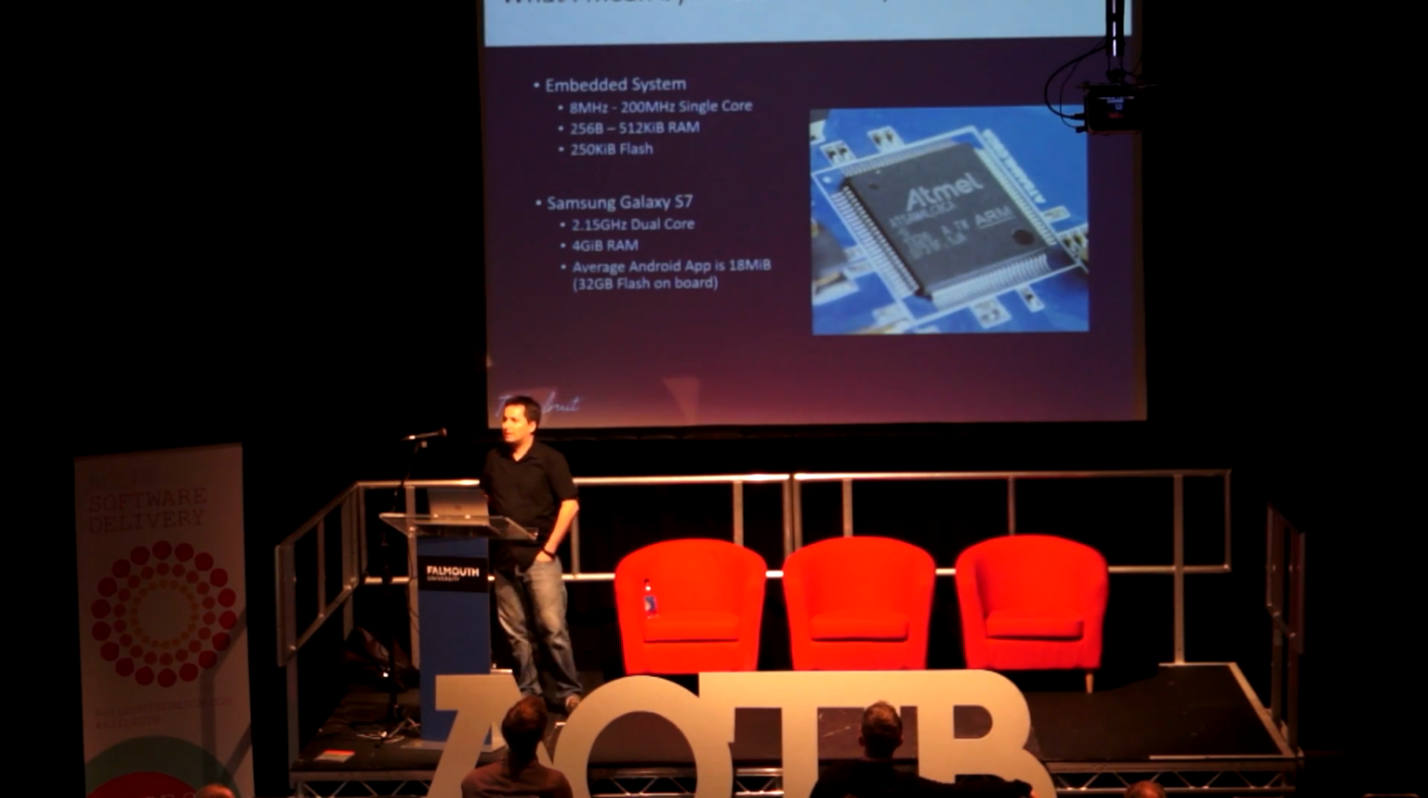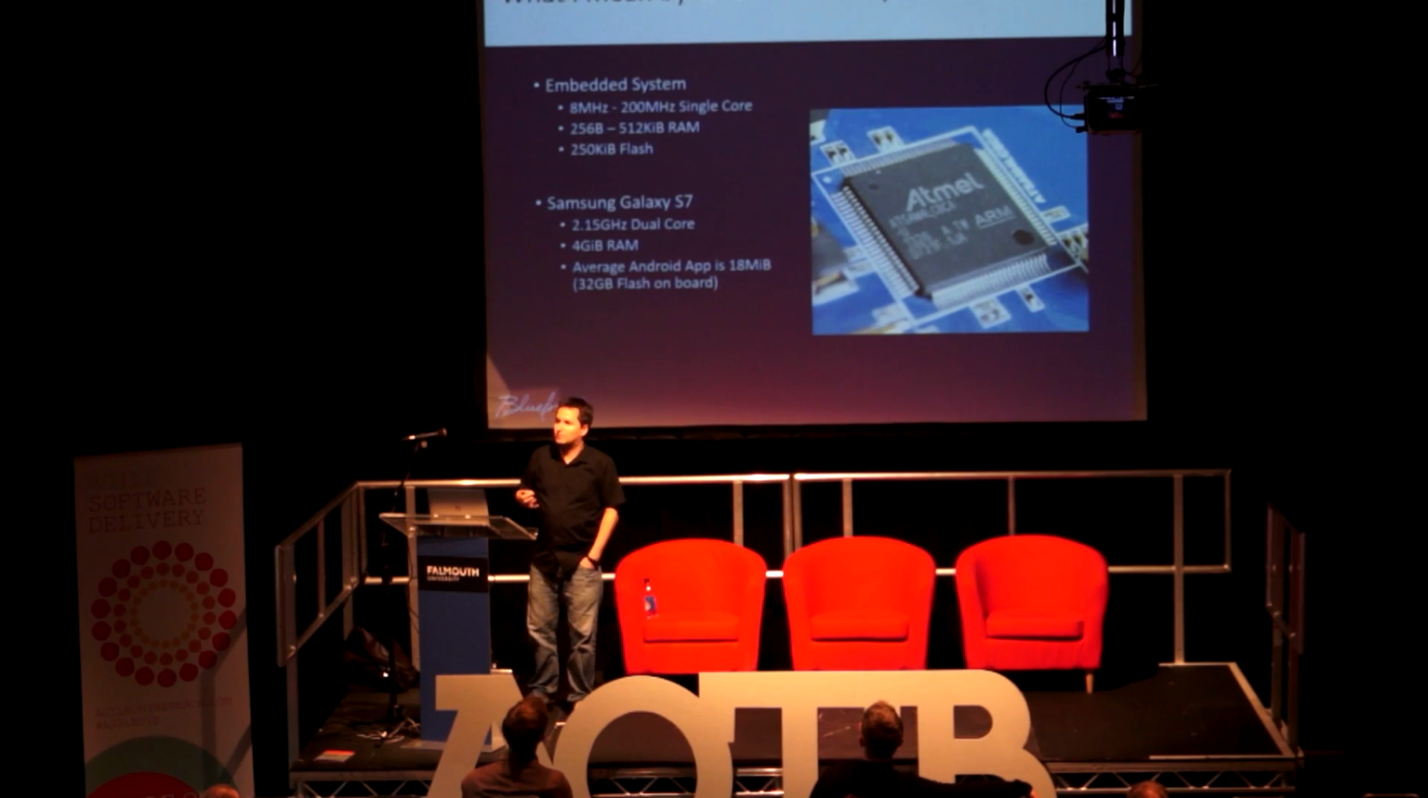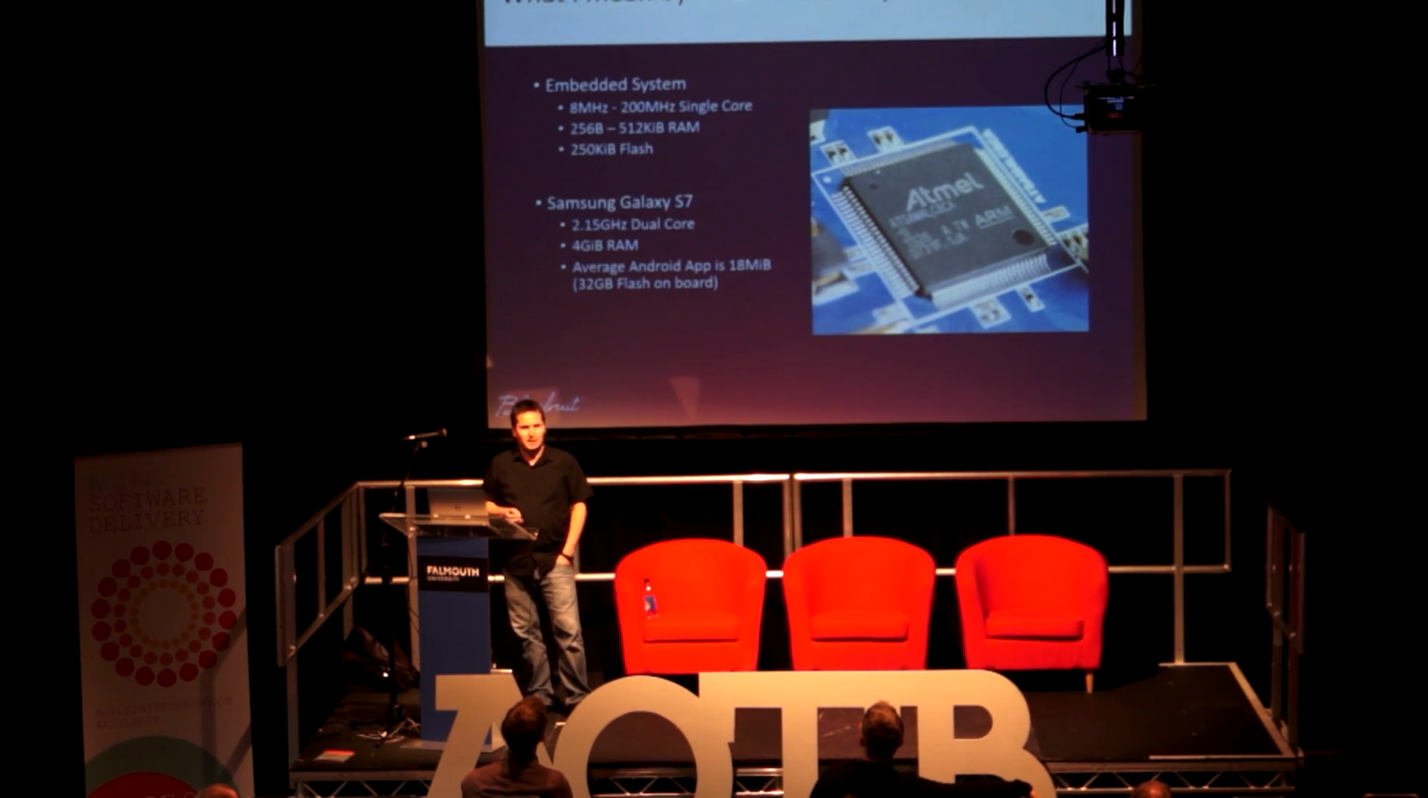So what do I mean by embedded software? Embedded software is something that doesn't run on a desktop PC. It's software that runs on microcontrollers. So for us, the systems we're developing on are usually single core. They're somewhere between 8 megahertz and 200 megahertz processor frequency, anything from 256 bytes to 512 kilobytes of RAM, and up to about 250 kilobytes of flash, so that's our maximum code size.